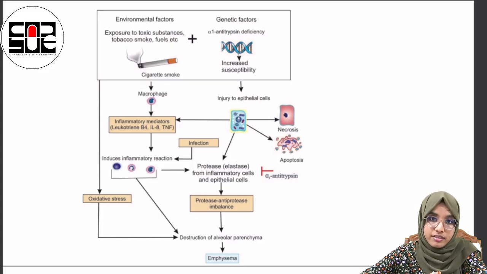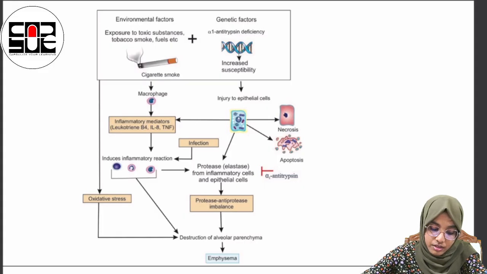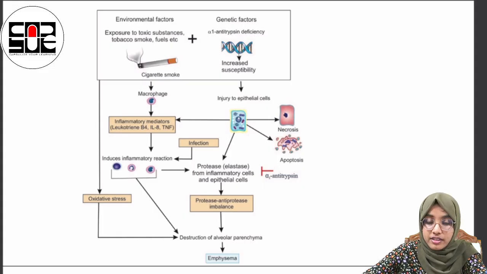The environmental factors, as you may have noticed from the question, we discussed tobacco smoking. Tobacco smoking is a major factor which is involved in the pathogenesis. Also, exposure to fumes from toxic fuels can also cause emphysema. Along with that, when there is a genetic factor such as alpha-1 antitrypsin deficiency, which is basically an anti-protease that inhibits the action of protease, there will be an increased susceptibility towards emphysema in these patients. So what happens when there is a combination of these 2 factors?